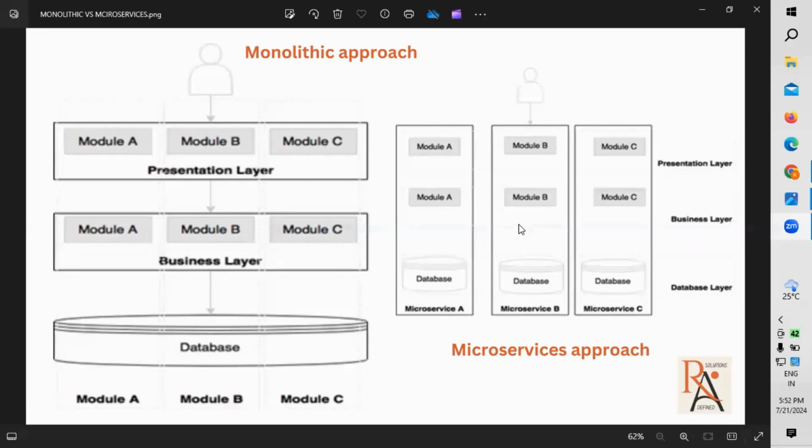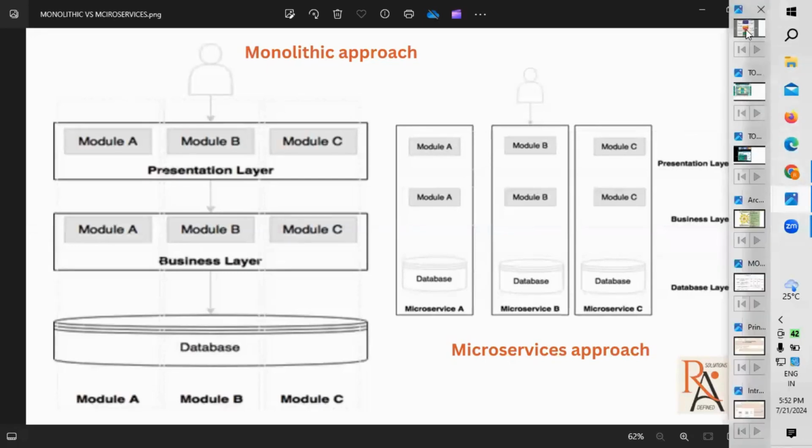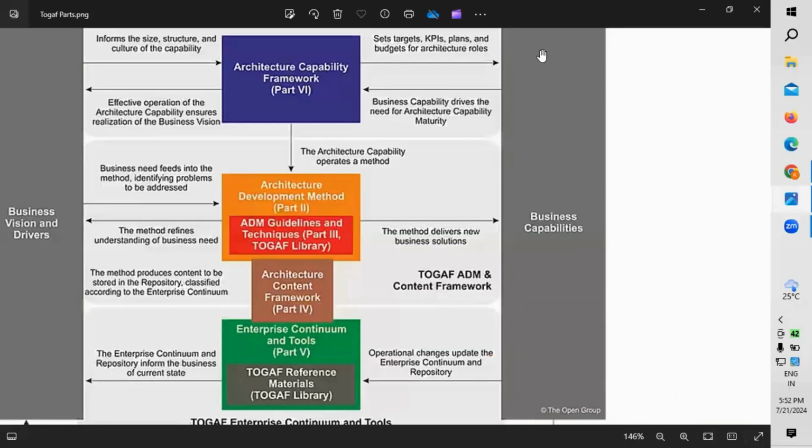So without any disturbance to the other applications, this component can be replaced or modified. Subsequently, other applications will continue as usual. This is possible when we are following microservices here. Understood? Clear to you? Right.